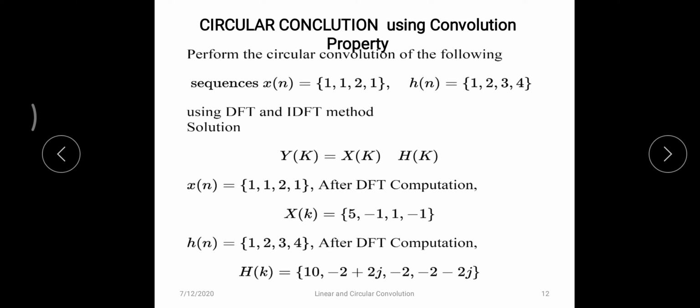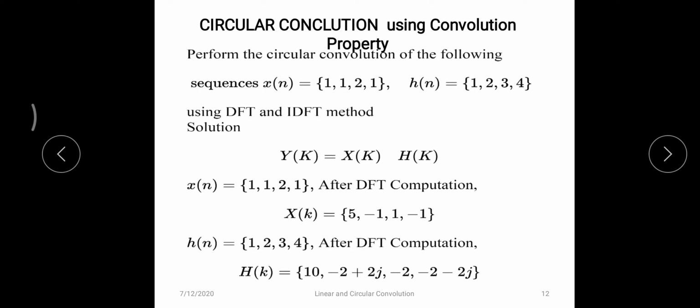Okay, directly here I went to the problem. Perform the circular convolution of the sequences x of n and h of n using the DFT and IDFT method. So they are asking us to proceed with this problem using the discrete Fourier transform and inverse discrete Fourier transform. And clearly we know from the previous lectures, from the convolution property, that if two time domain signals are in convolution, then the corresponding frequency domain will be the multiplication of those transformed sequences.